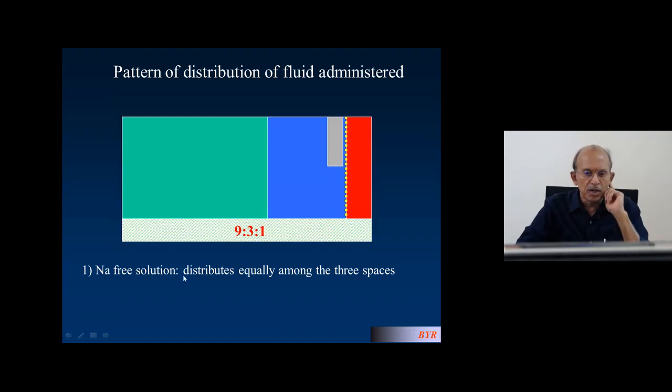So a sodium-free solution. That means there are no electrolytes, just plain water you have added. It gets distributed equally among three spaces. Equally means to the same level as per their proportion. We have seen the proportion is 9:3:1. So if you give 1 liter, that 1 liter will be distributed in this ratio: 9 parts go to the intracellular space, 3 parts will go to the interstitial space, 1 part will remain in the intravascular space.